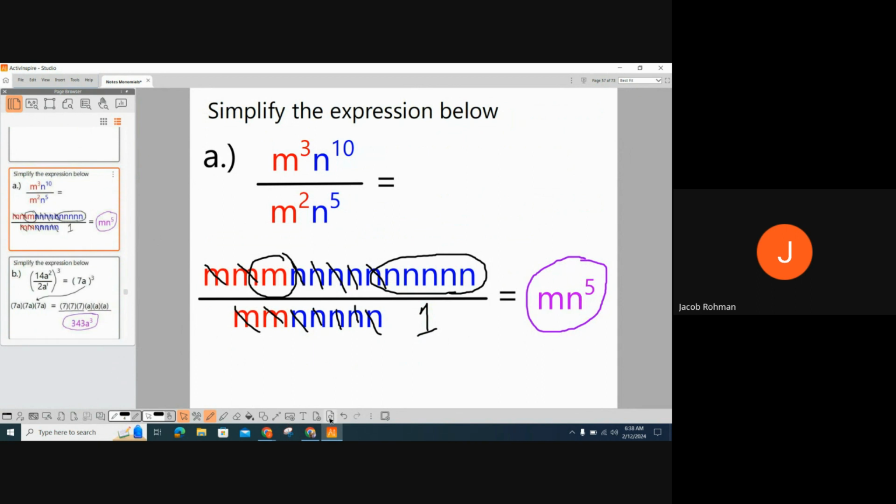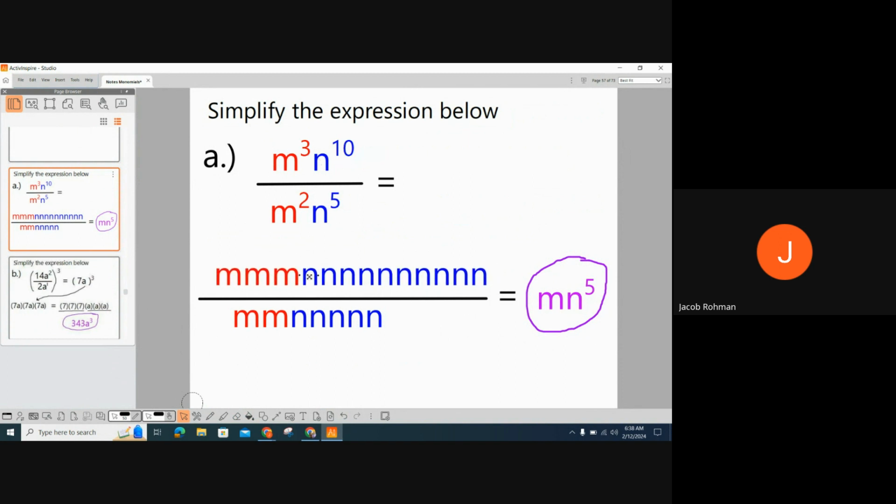Let's see another example of what this looks like. So here, we're just going to erase what we've got writing-wise. So you could have everything at the top, m to the 3rd times n to the 10th.